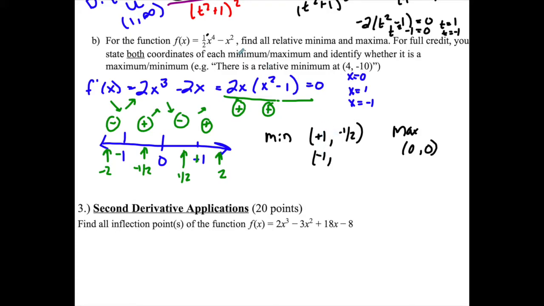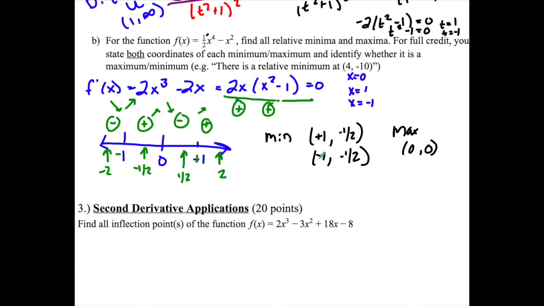And if I plug in negative 1, well, it doesn't matter, because negative 1 times negative 1 times negative 1 times negative 1, well, that's still 1. 1 times a half is a half, right? And then negative 1 times negative 1 is 1. So you actually end up getting the same thing. So we have 2 mins, 1 negative 1/2, negative 1 negative 1/2, and a max at 0, 0.